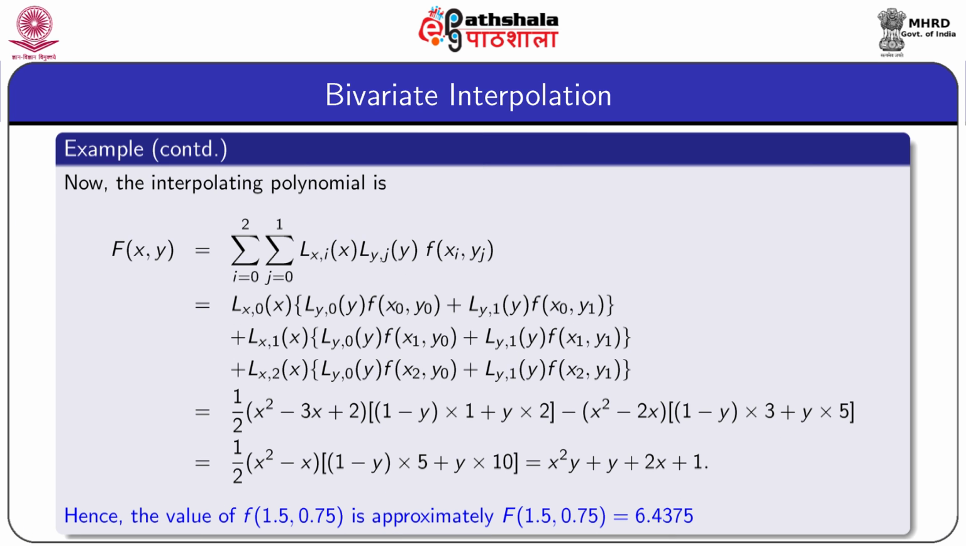Hence, the value of f at x equal to 1.5 and y equal to 0.75 is approximately equal to capital F of 1.5, 0.75, and using the value of x equal to 1.5 and y equal to 0.75 in the above expression, we get the approximate value as 6.4375. So this is the approximate value of small f when x equal to 1.5 and y equal to 0.75 obtained from the above expression.